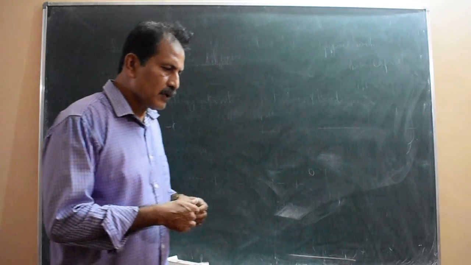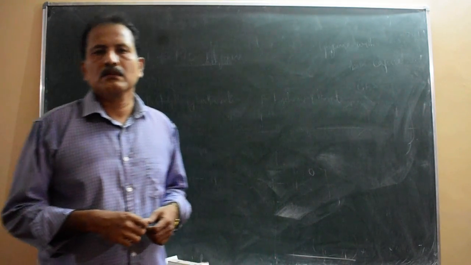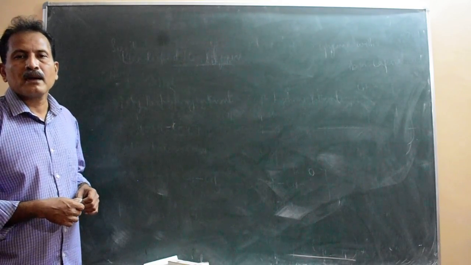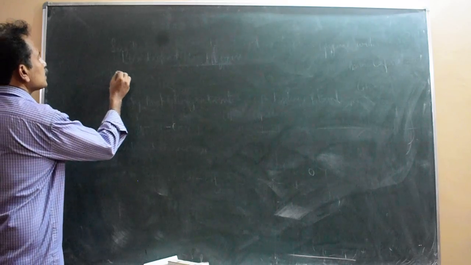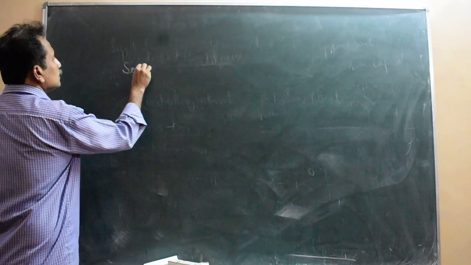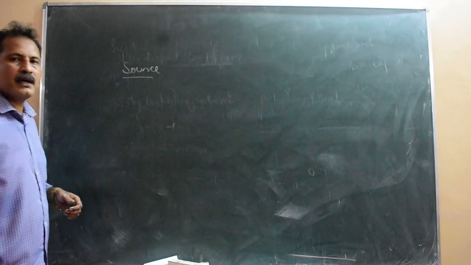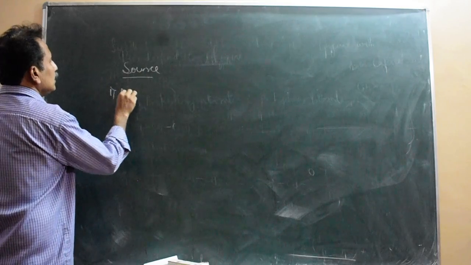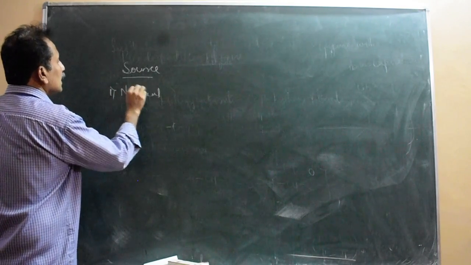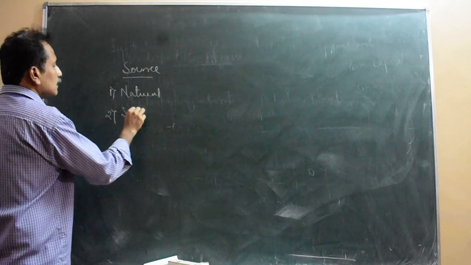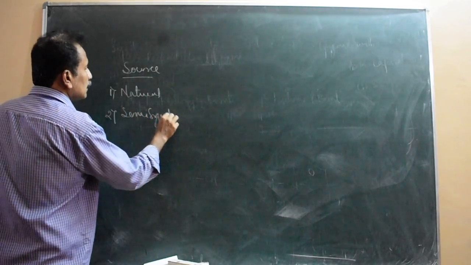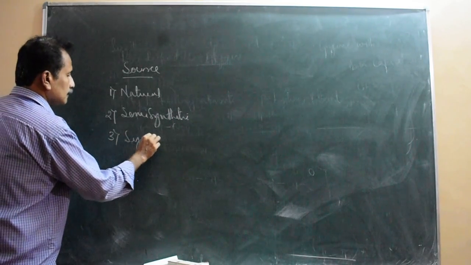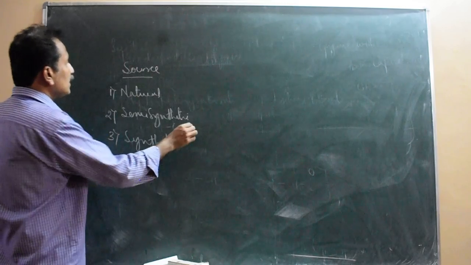Then we went on to the classification of polymers. So there were several ways in which these polymers were classified. One was based on source. So based on source, we had three types. What were those? First one, natural, then semi-synthetic, and synthetic. This was the first classification.